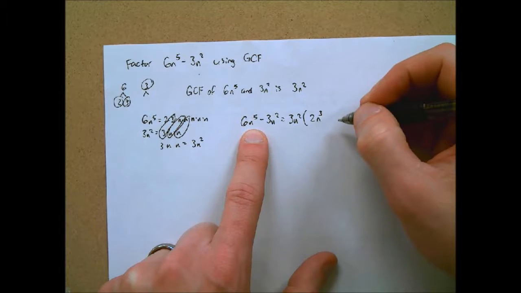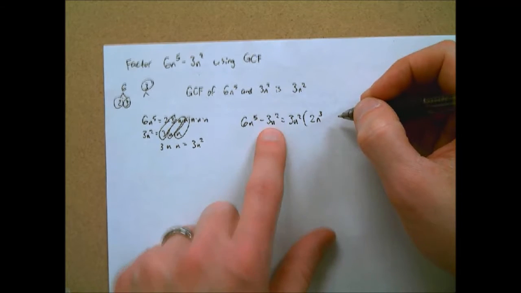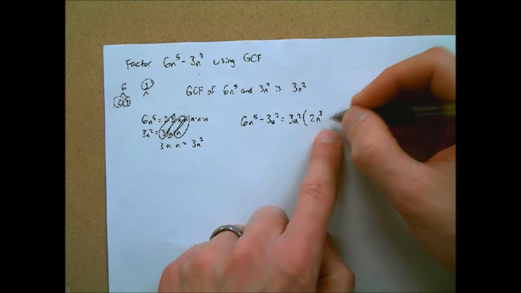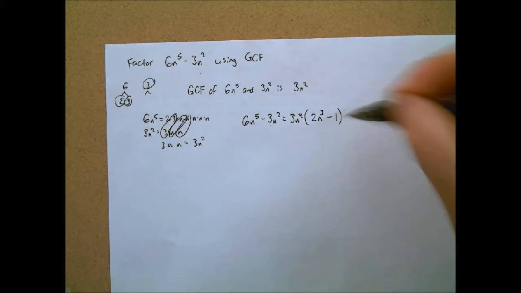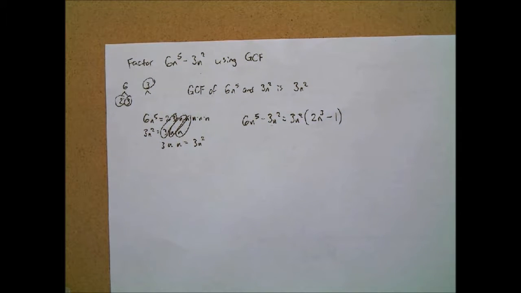Okay? And then he took a 3n squared out, and so that's going to be minus 1 there, okay? Because he took exactly this amount out. So it's dividing, and he gets a 1 there. We're dividing by itself. Okay? So there it is factored. Just like that.